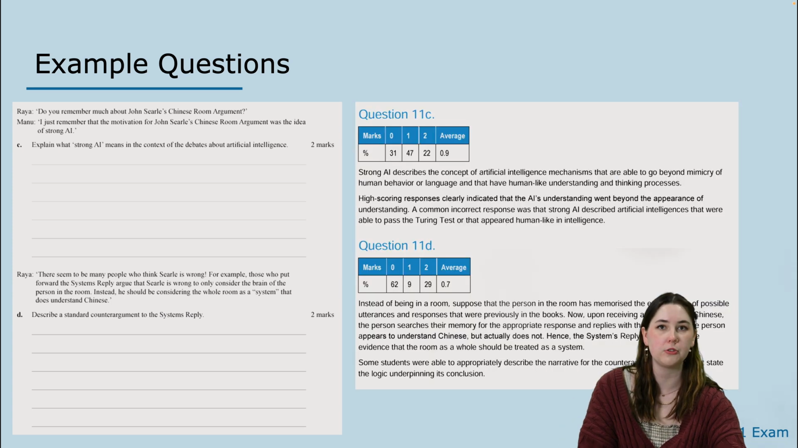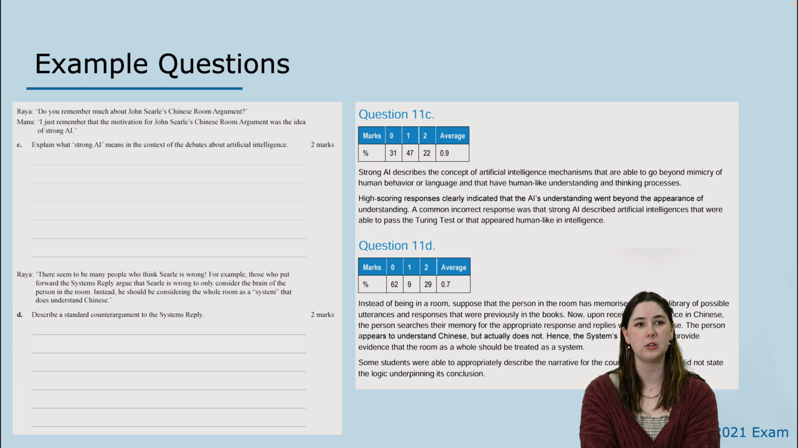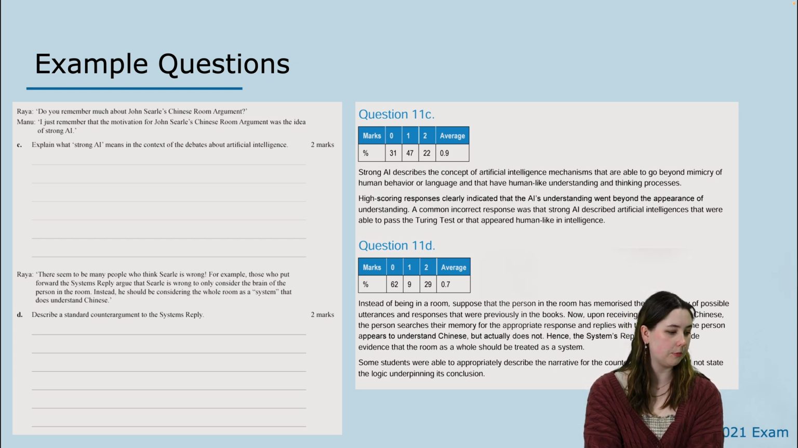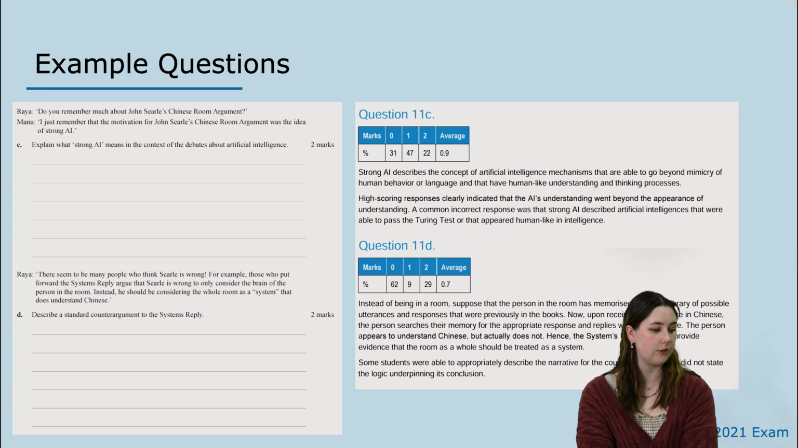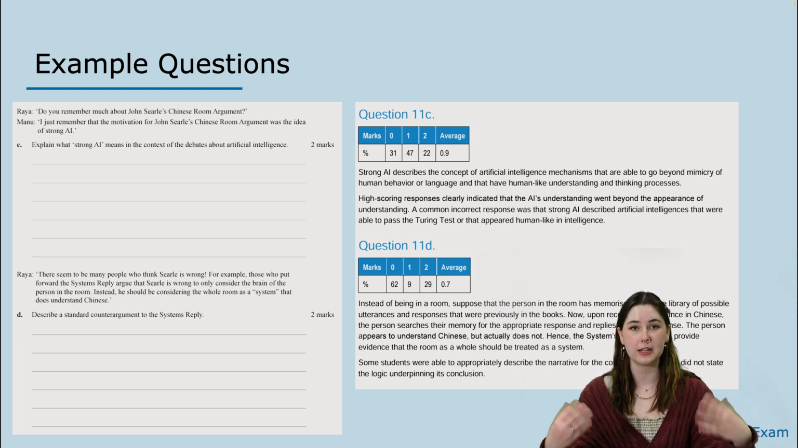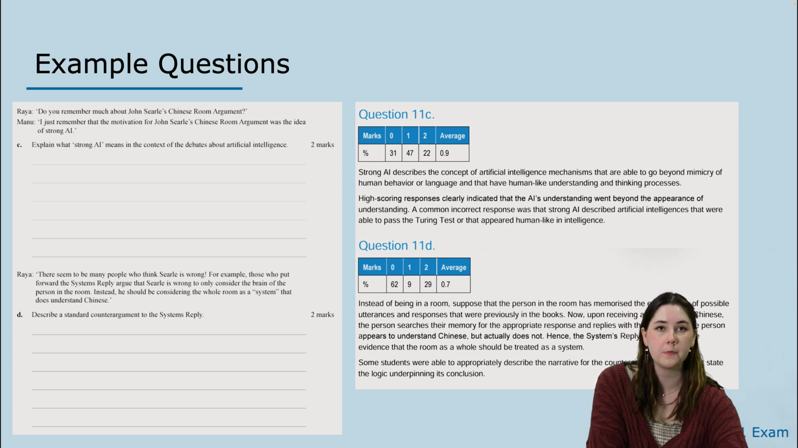Again, the examiner's report showed these were answered pretty poorly this time, especially part D here. It says some students were able to describe the counter-argument, but were not able to understand the logic underpinning its conclusion, which is a similar complaint they had on the last question. You can argue the argument as much as you want, but it's not really getting connected back. So just make sure you're connecting it back. That's the main problem here.